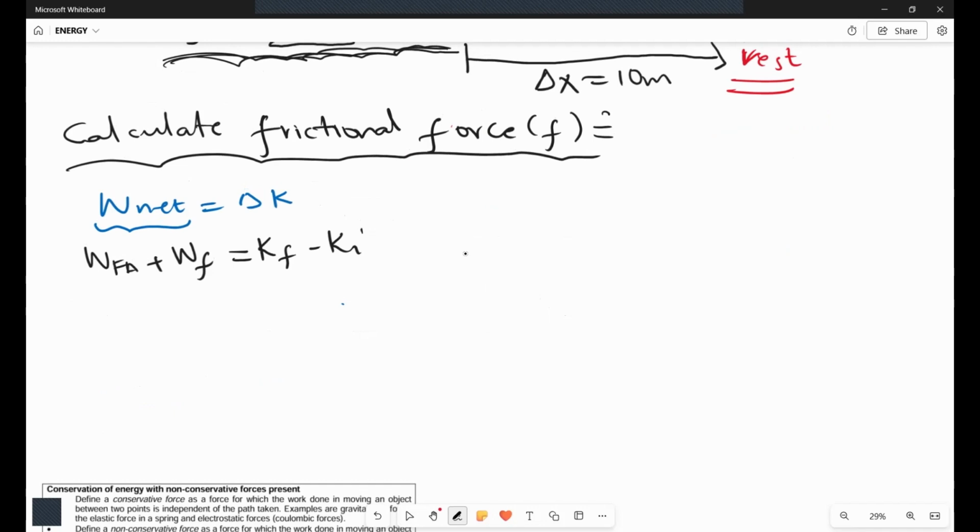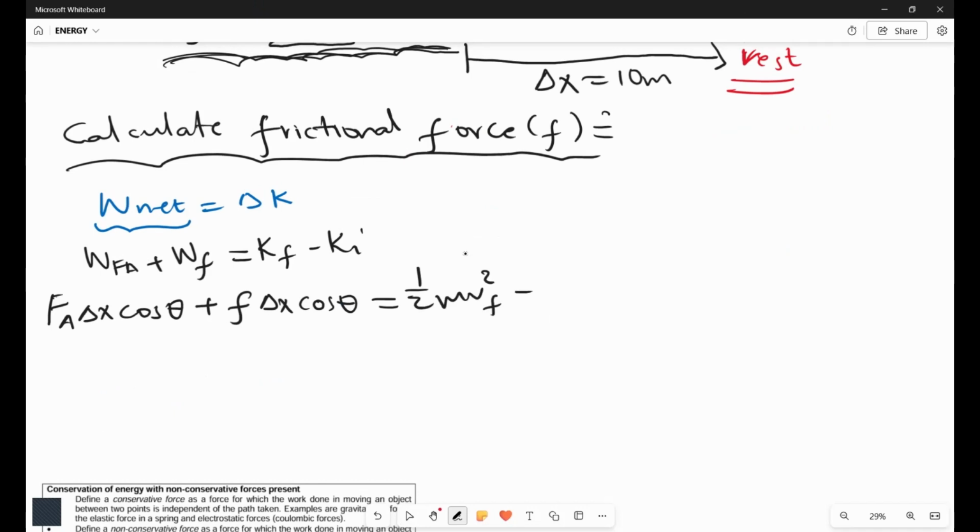Then let's see. What is work? We know that work is whatever force we're talking about. In this case, it is F_A times change in x times cosine of our angle, plus frictional force times change in x times cosine of our angle. It is equal to, what is K final? K final is half m v squared, but in this case the final velocity. Then half m v squared with the initial velocity.